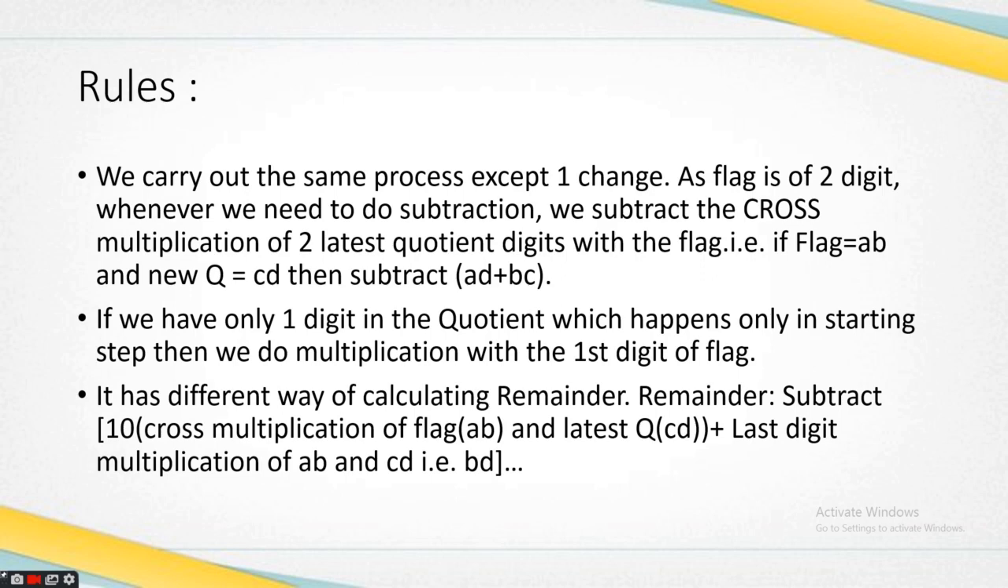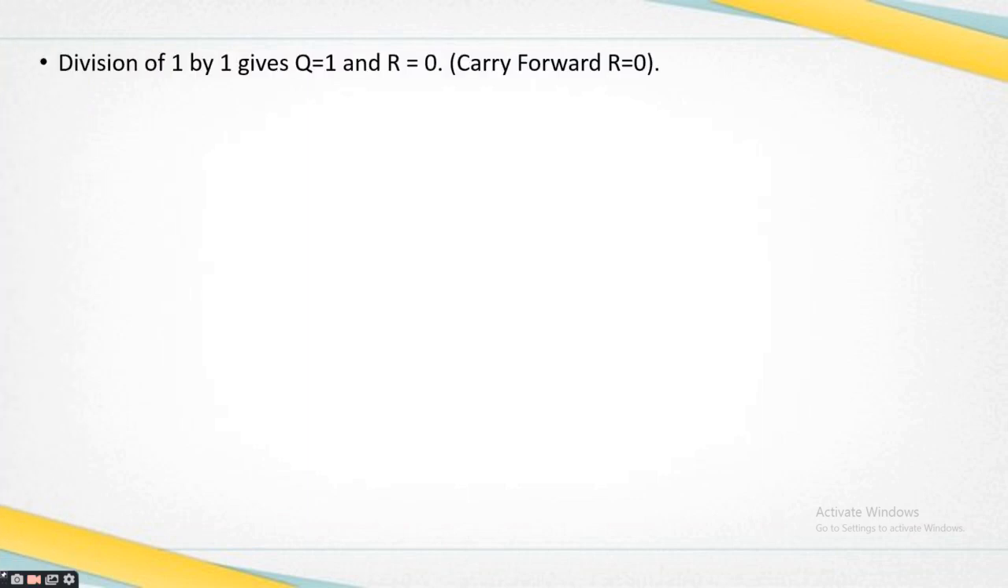Next, it has a different way of calculating the remainder. For the remainder, subtract 10 times the cross multiplication of flag AB and latest quotient CD, plus the last digit multiplication of AB and CD, that is BD. And now we're gonna solve this problem step by step.